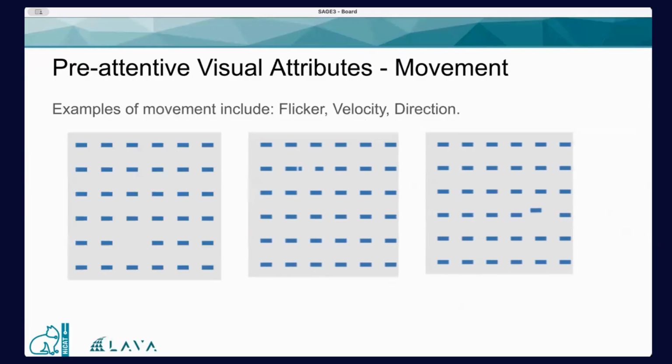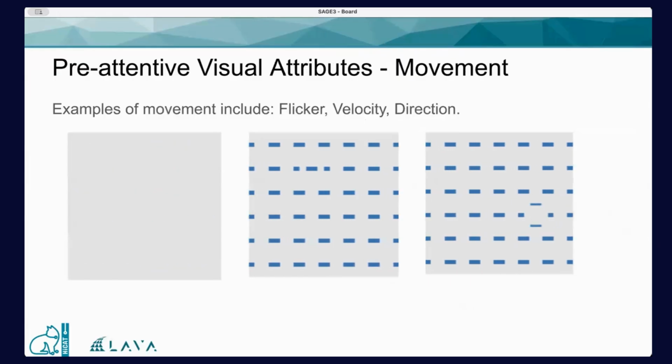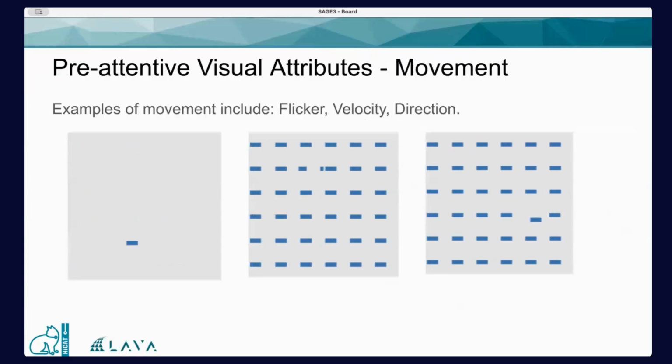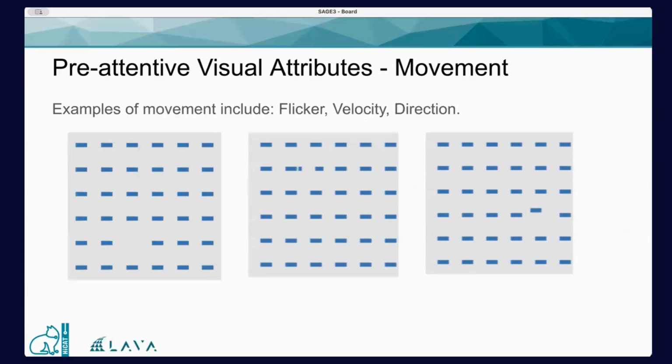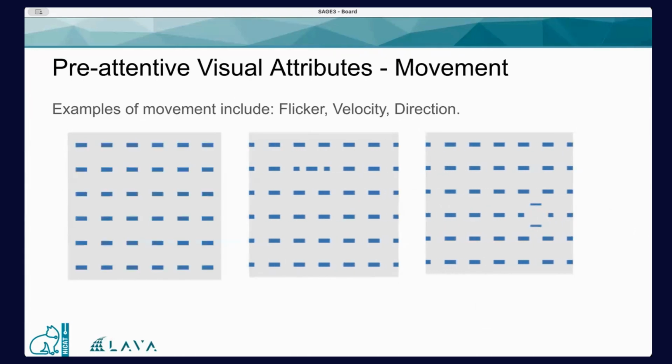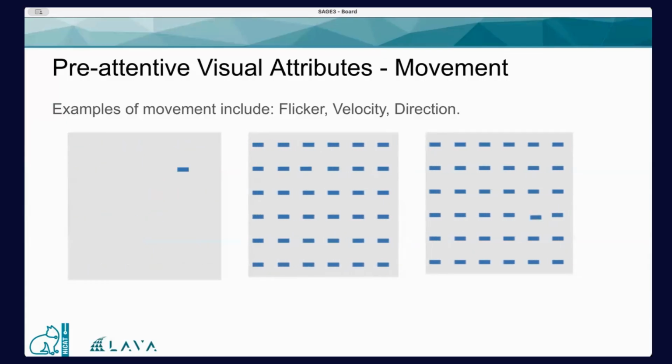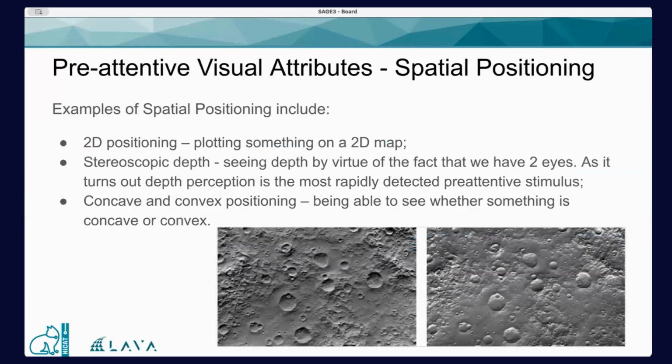Movement: flicker, velocity, direction. So this one you see is moving up and down while everything else is moving sideways. So you should be paying more attention to it than everything else around. In terms of spatial positioning, most of our graphs, for example, are scatter plots. They use 2D position, right? Things are along the x-axis, things are along the y-axis. So you can easily differentiate if something is extremely off to one side or extremely off in the other axis.